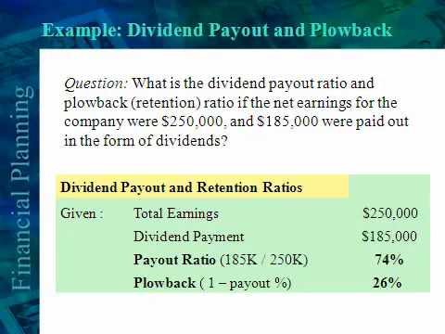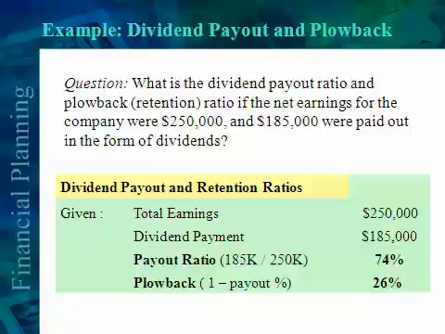Let's work an example that focuses on these two ratios. Question: what is the dividend payout ratio and the plowback or retention ratio if the net earnings for the company were $250,000 and $185,000 were paid out in the form of dividends? The payout ratio is calculated by dividing $185,000 of dividends by the total net earnings of $250,000.